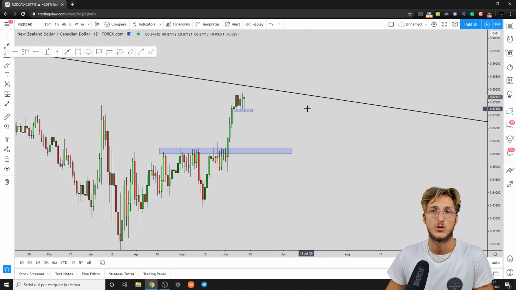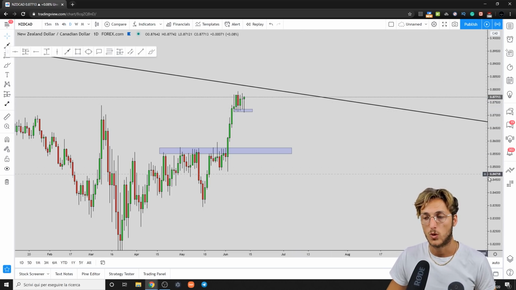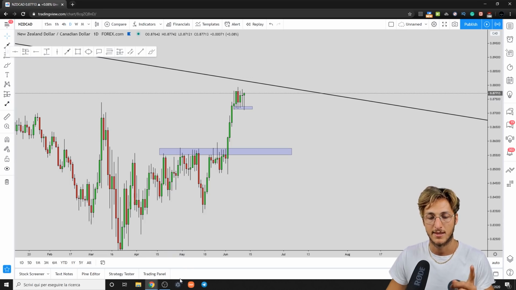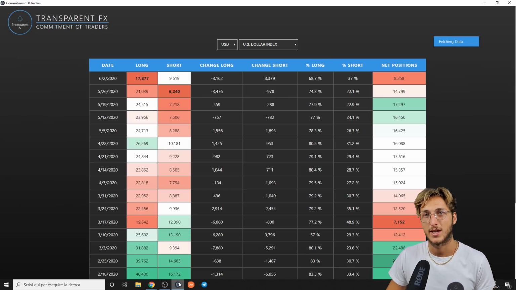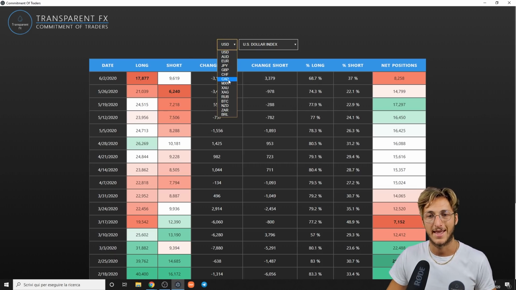And how do we know that? We know the rules for USDCAD, but what will we be doing on NZDCAD? Now, first, let's go and give a quick check at the COT data. The CAD, we already checked it. We only have to check the NZD.